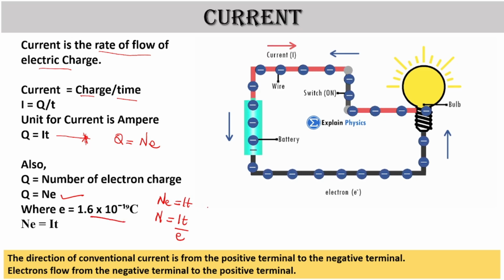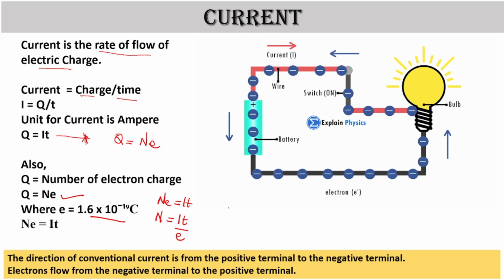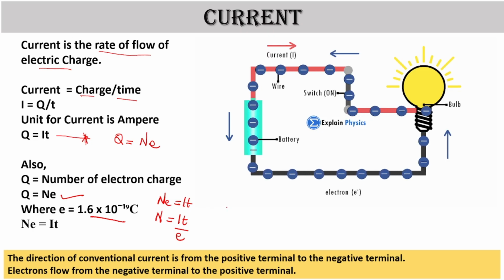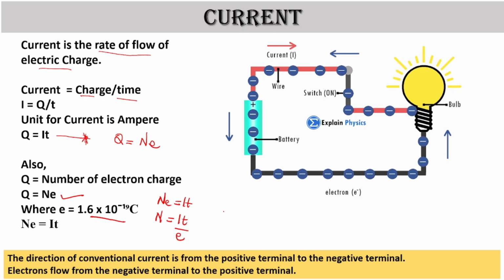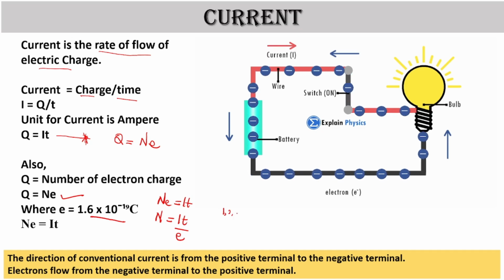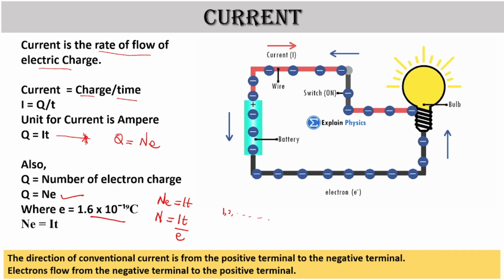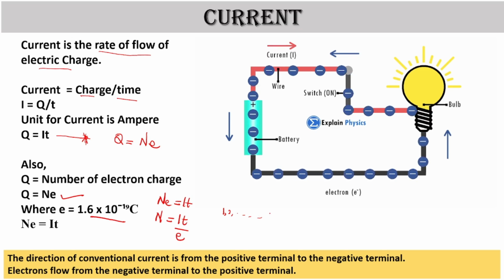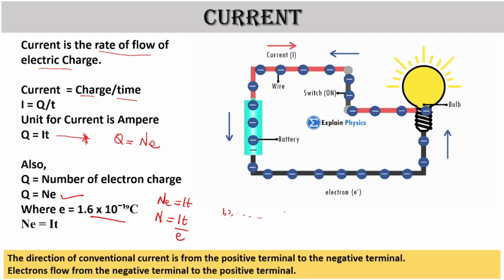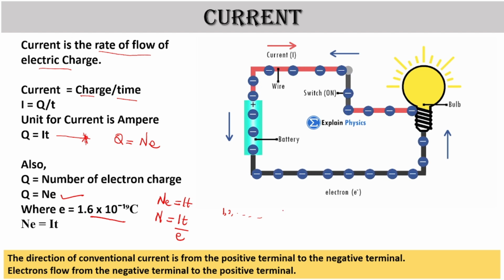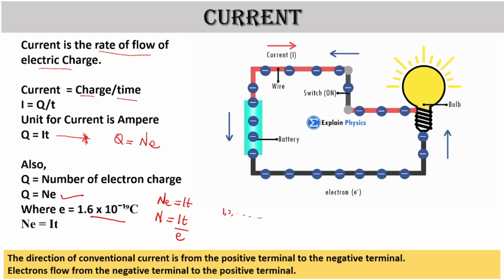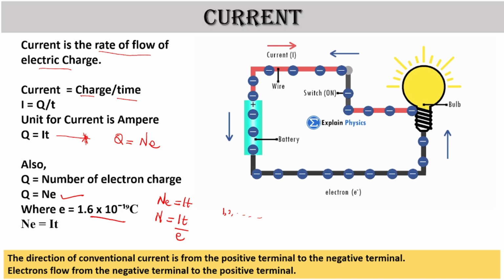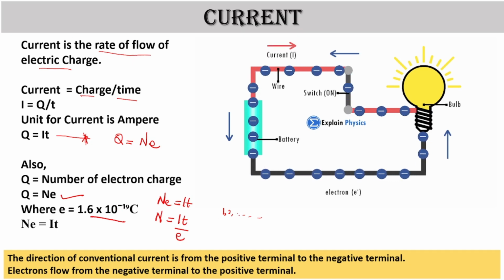It's important for you to note that the number of electrons will always be an integer. That means 1, 2, 3, 4, 5. We don't have anything that is decimal. This is where we say that charge is quantized. Whenever you see charge, it can only be a multiple of 1.6 times 10 raised to the power of minus 19. You cannot have anything that is decimal. Kindly take note of that.